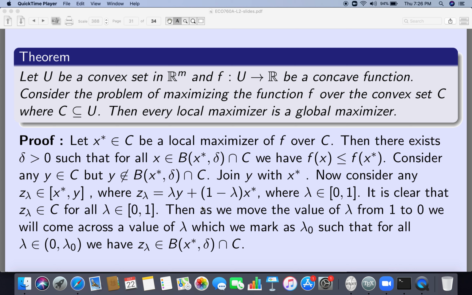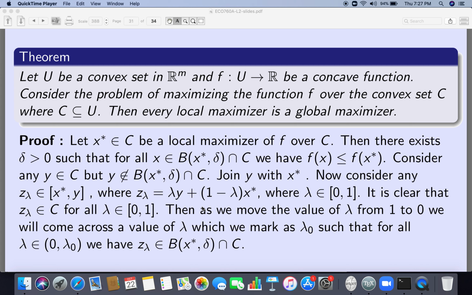So this becomes very important in application, because in economics we are always talking about maximization problems, while in engineering or finance or management we are talking about minimization problems, where convexity plays a role, because in that case you will be able to show that every local minimizer is a global minimizer.